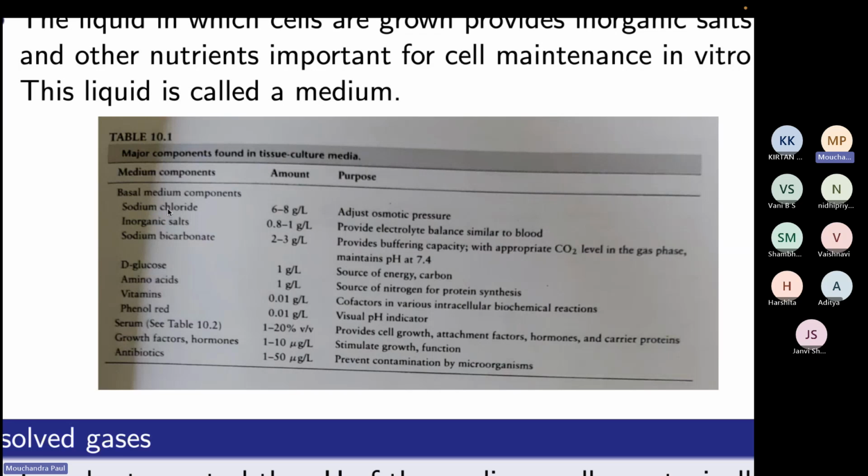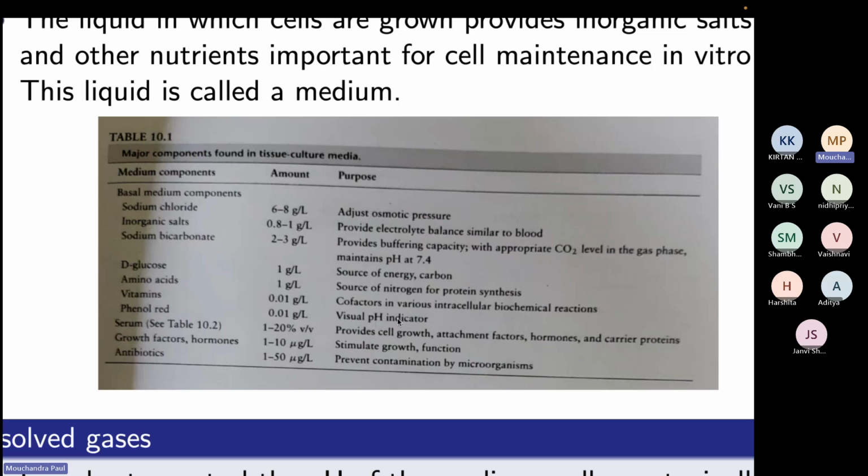So what are the compounds that we give in basal media? Salts, like sodium chloride and other inorganic salts, and sodium bicarbonate. Sodium bicarbonate is used for maintaining the pH of your medium, and the physiological pH is maintained, that is 7.4. How this pH is maintained using sodium bicarbonate, I'll come to it a little later. As well as there is glucose, various amino acids, vitamins, and phenol red. Okay, so these are the components of the basal media.